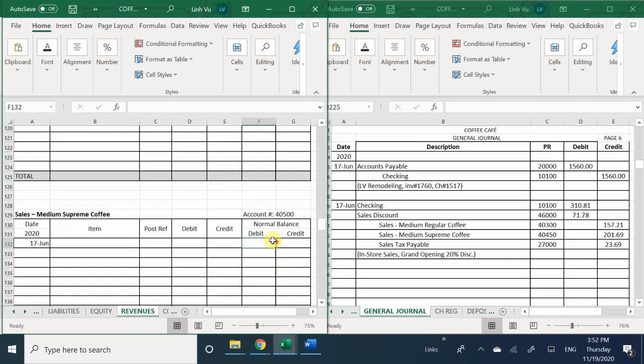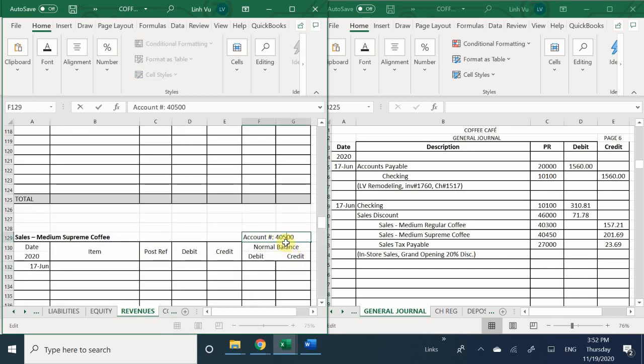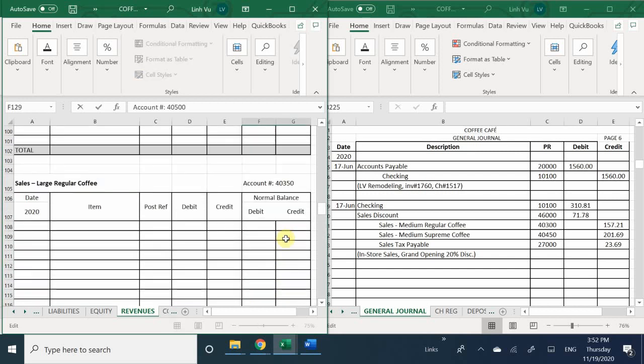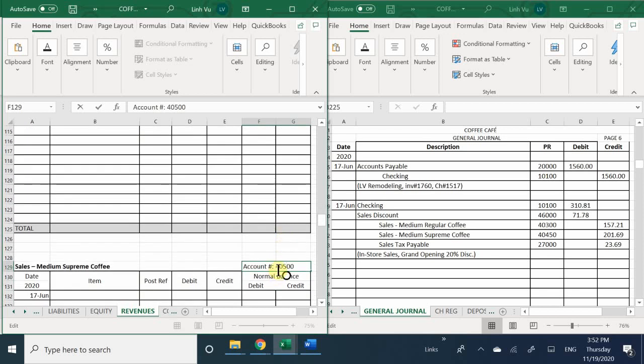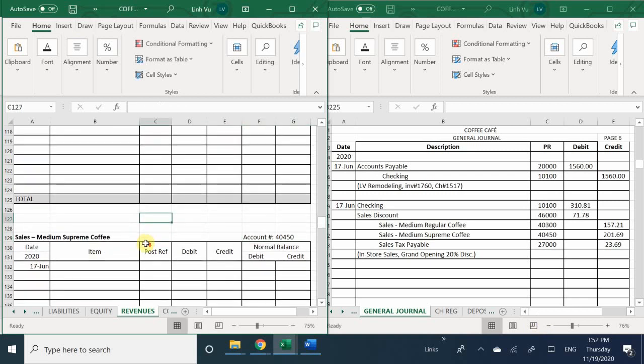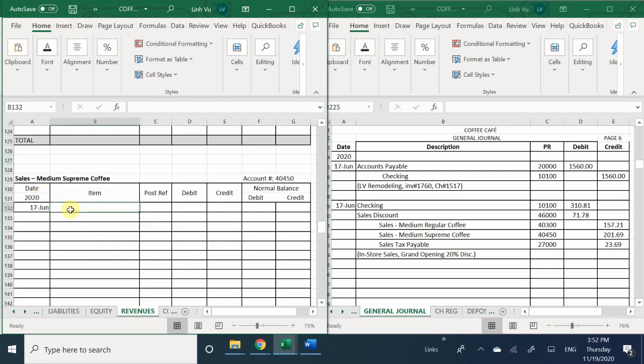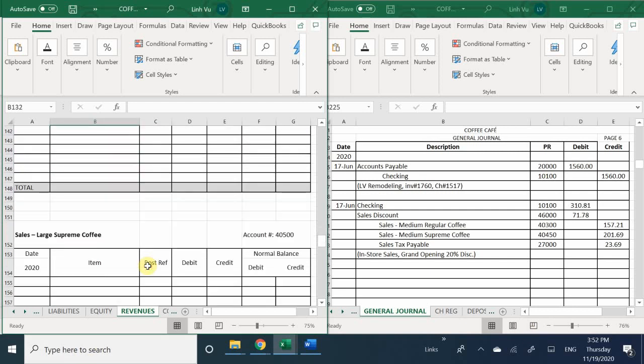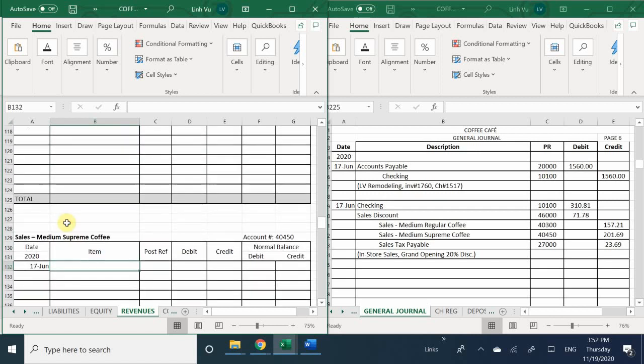Okay, yeah, so this one, fix it on mine. It's supposed to be 450. Yeah, 450. Got it. I must have done a typo here, so 450. Because if you scroll down, I think I left the large supreme coffee also for 450. So yeah, this is supposed to be 450.